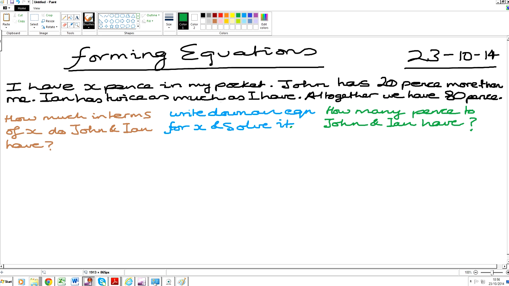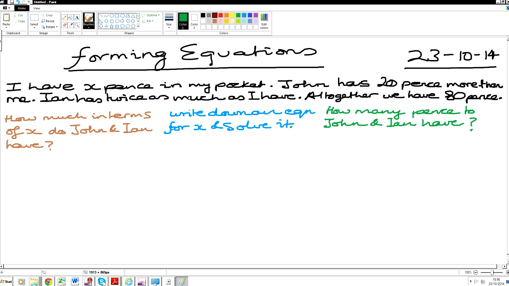So let's start with that one first of all. That's the question, and we're going to use the dark color there. Let's see if we get that. First of all, I have X pence. So we can start off with I, which stands for I have, and equals stands for have. So how much do I have? X. We're not going to write pence for the moment, but X pence, that's what we mean.